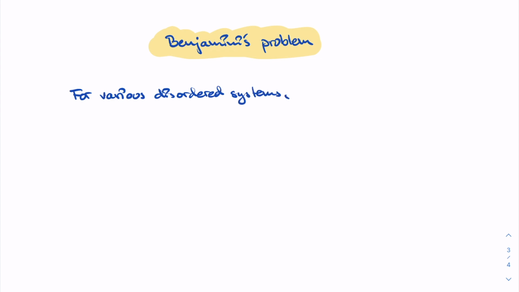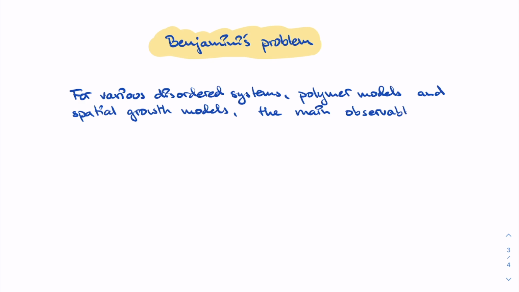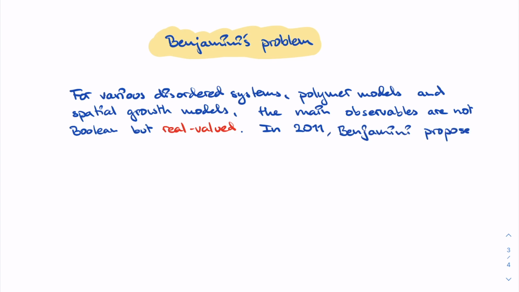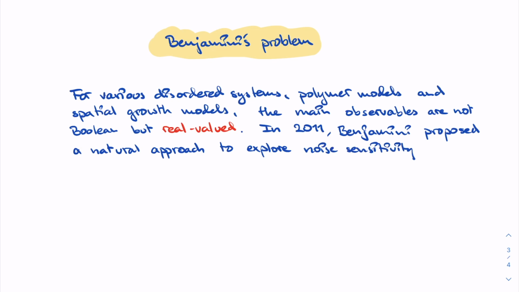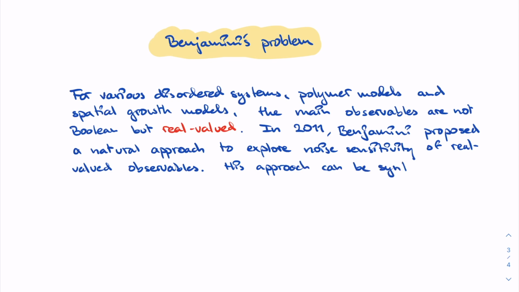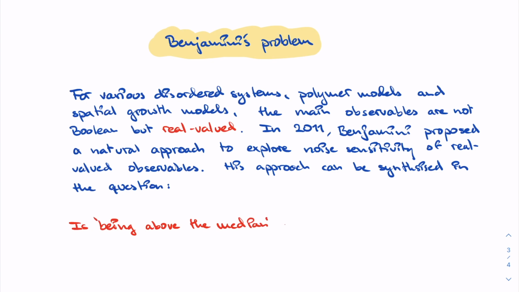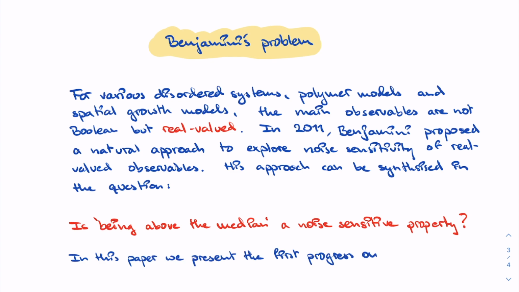For various disordered systems, polymer models and spatial growth models, the main observables are not Boolean but real-valued. In 2011, Benjamini proposed a natural approach to explore noise sensitivity of real-valued observables. His approach can be synthesized in the question: is being above the median a noise-sensitive property? In this paper, we present the first progress on Benjamini's problem.